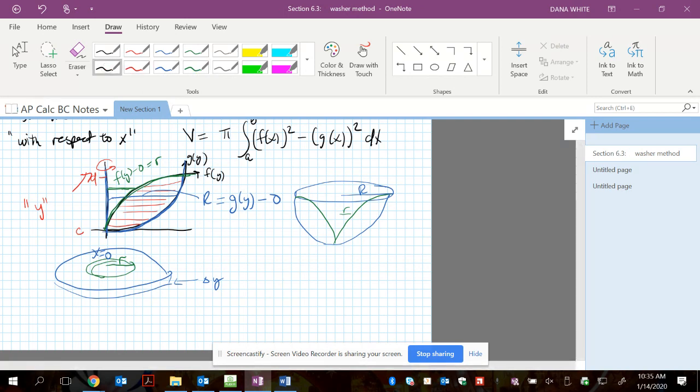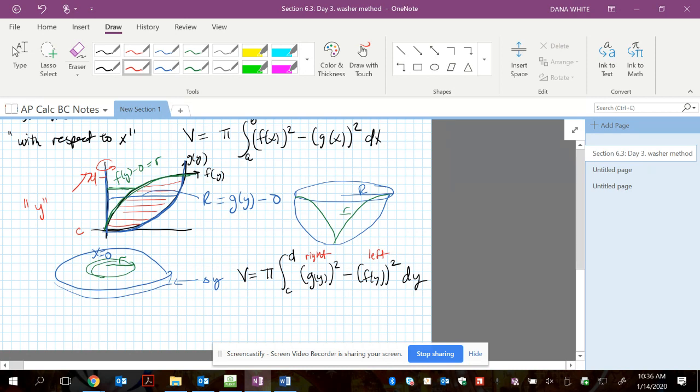And the volume is going to equal, factor out the pi, the integral from c to d, because these are y values. And the outer surface is based on g, so it's g of y squared minus f of y squared dy. So I'm doing right minus left, just to emphasize. This is the right, this is the left.